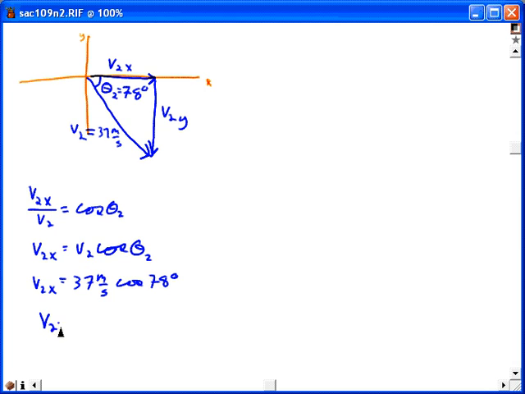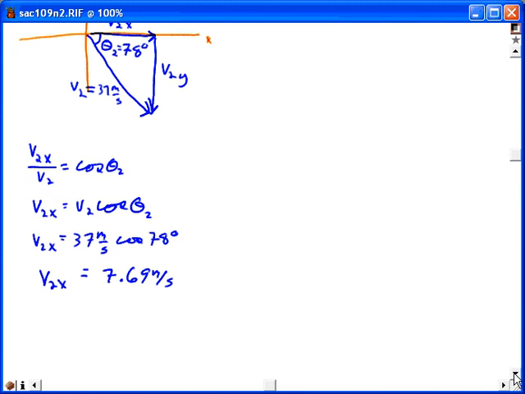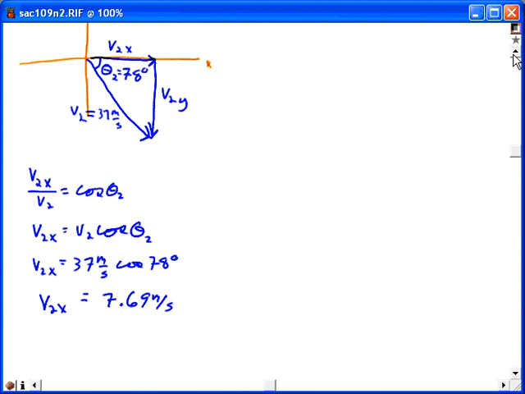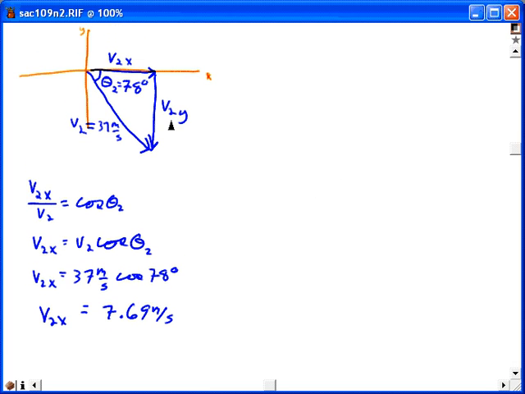Evaluating that on the calculator, I get 7.69 meters per second, and I'm carrying one extra sig fig. The value is given to 2 sig figs. I'm going to carry 3 in my intermediate results and then quote the final answer to 2 significant figures, in keeping with the number of sig figs given.